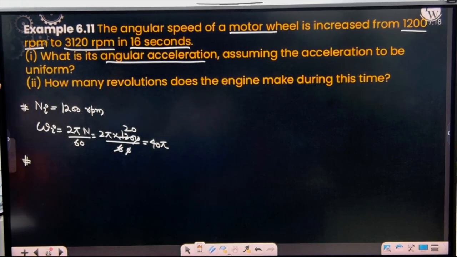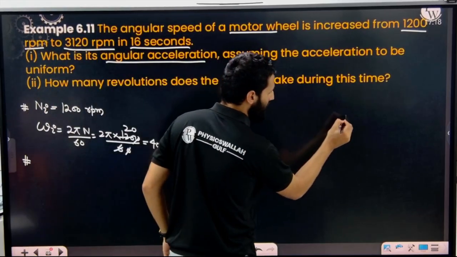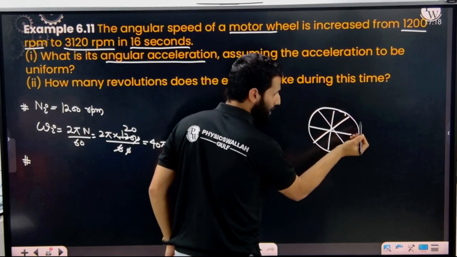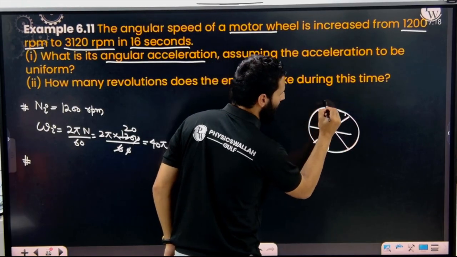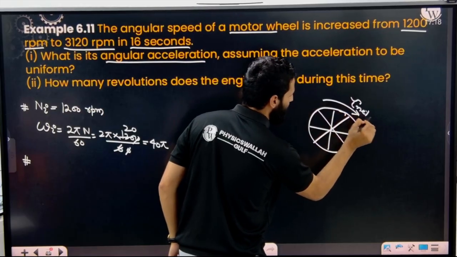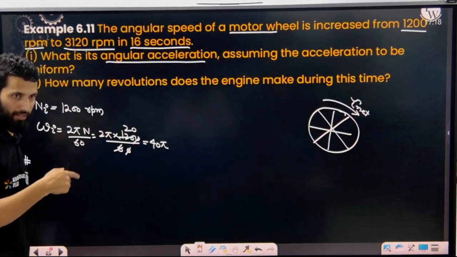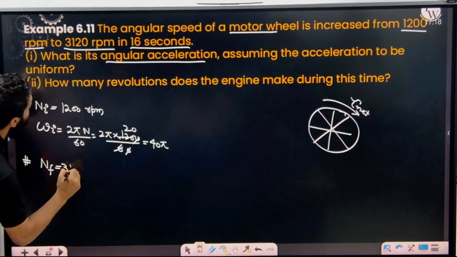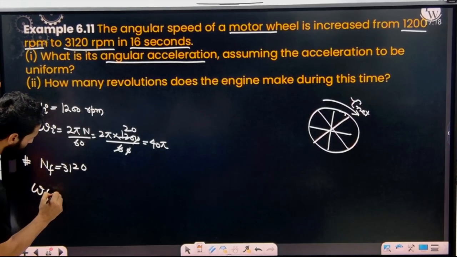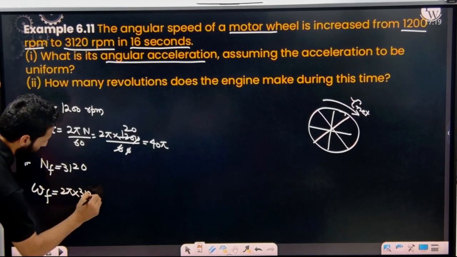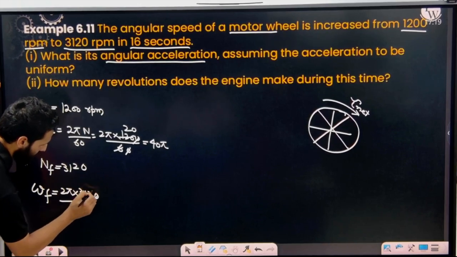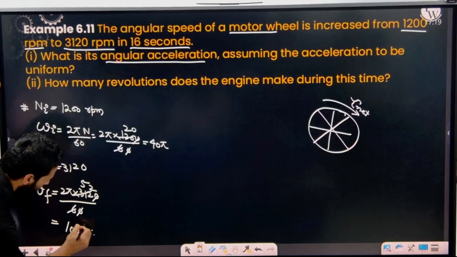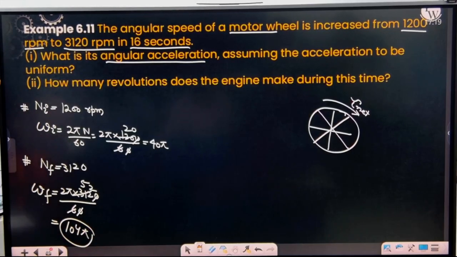This is the initial angular velocity with which the wheel was rotating. Now I apply some torque and increase its angular velocity to how many RPM? 3120. Convert. What is the final angular velocity? 2 pi into 3120 divided by 60. 6 5s are 30, 6 2s are 12, 5 2s are 10, so 104 pi. Are you correct? Yes, sir, 104 pi.